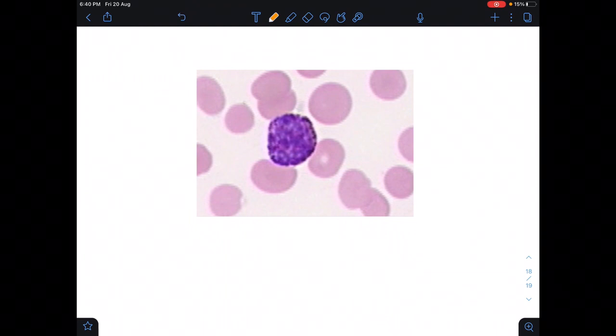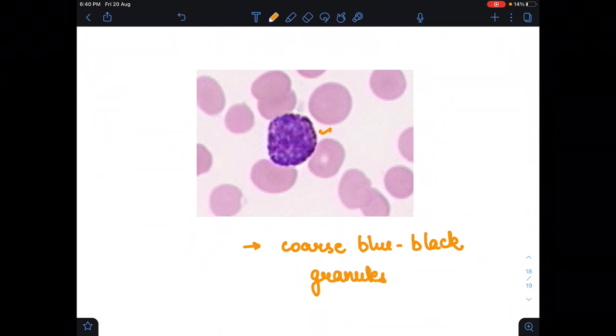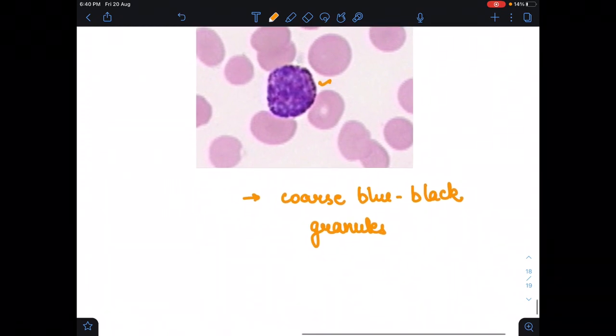In this image you see coarse blue granules. In the eosinophil there were orange and red granules, whereas in this image you see coarse blue and blackish granules. They are obscuring the nucleus, meaning you cannot easily see the nucleus here.